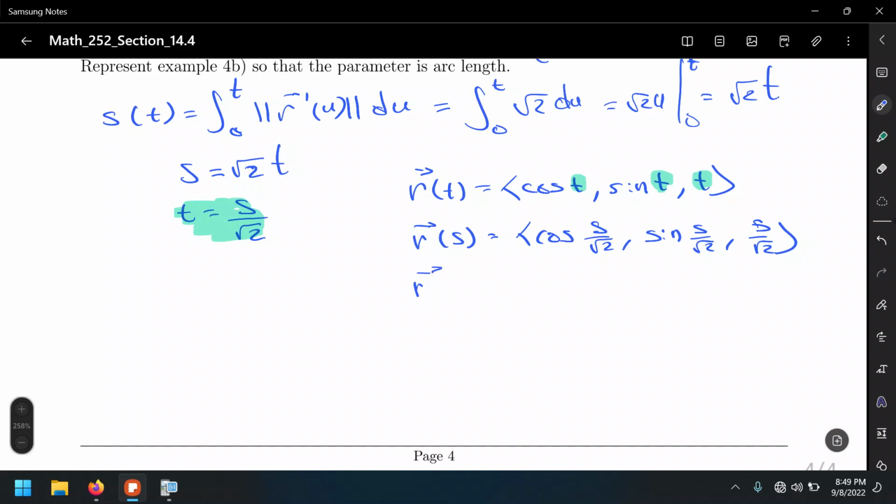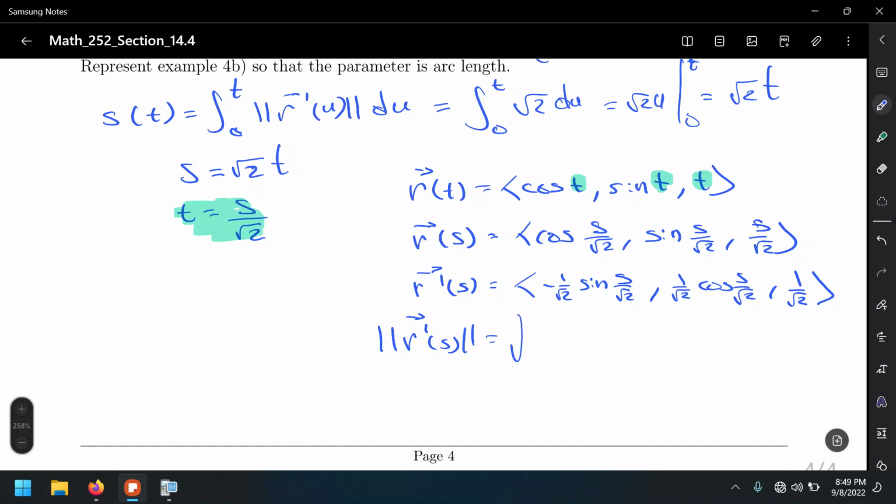So r prime, I'm doing this just so we can verify our results, is negative 1 over root of 2 times sine of s over root of 2, 1 over root of 2 times cosine of s over root of 2, and the derivative of the last component is simply 1 over root of 2. Okay, so the magnitude of this derivative is the square root of negative 1 over root of 2 sine of s over root of 2, squared, plus 1 over root of 2 cosine of s over root of 2, squared, plus 1 over root of 2 squared.